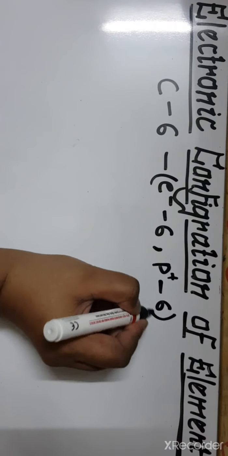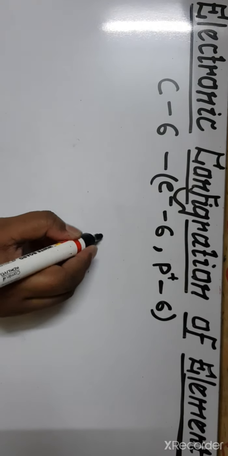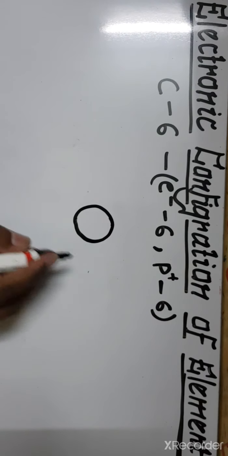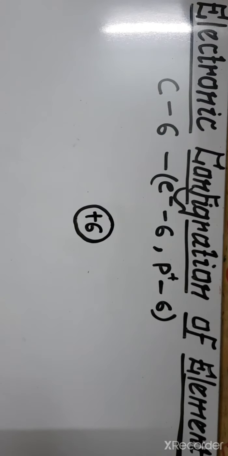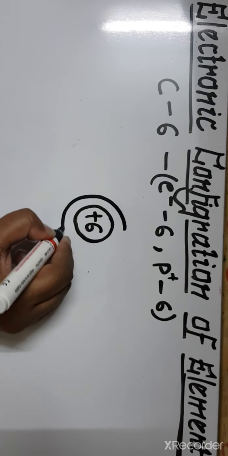So to draw the structure of carbon, what do we have to draw first? We have to draw the nucleus first. In the nucleus, which subatomic particles are present? In a nucleus, protons are present. How many protons are there? 6 protons. So here I am writing the 6 protons. Then the first shell, which is the K shell.